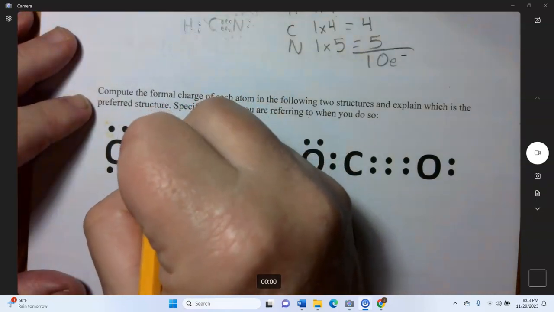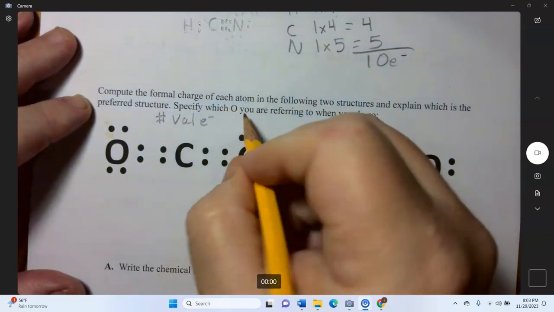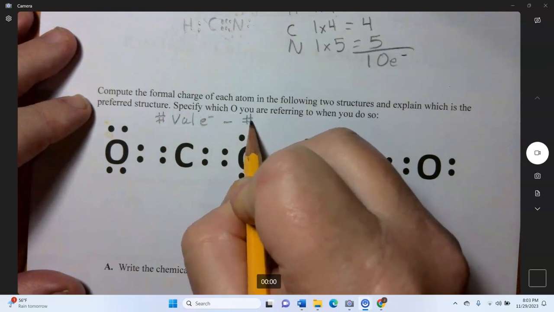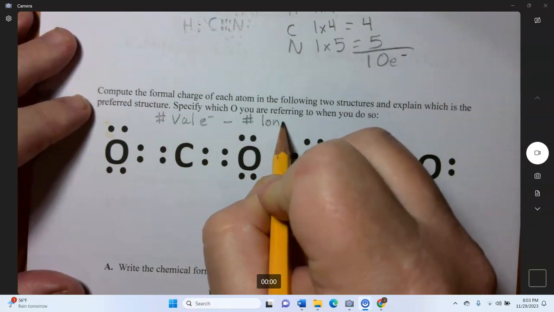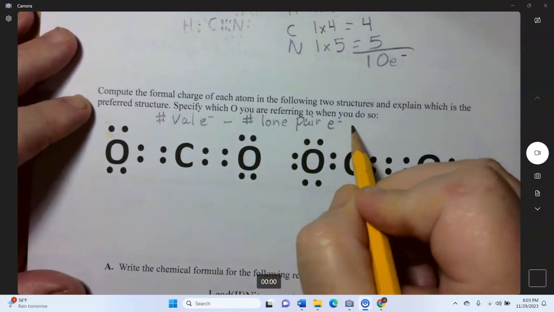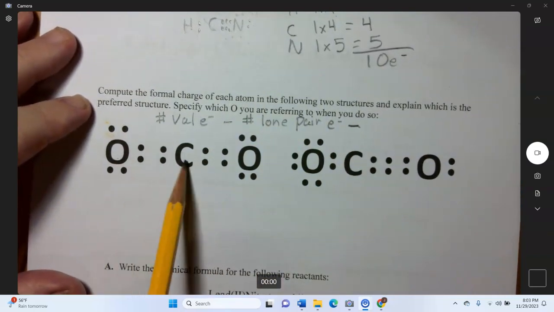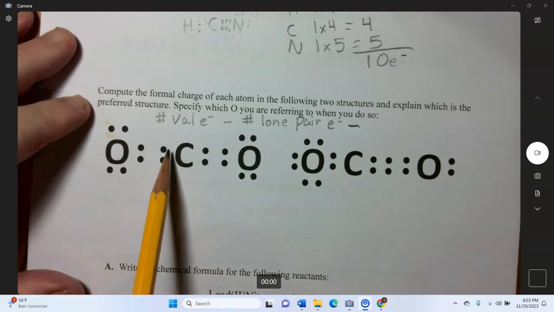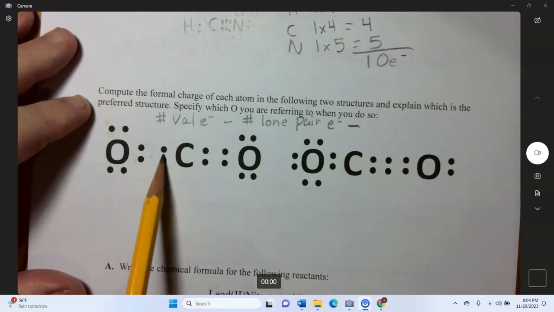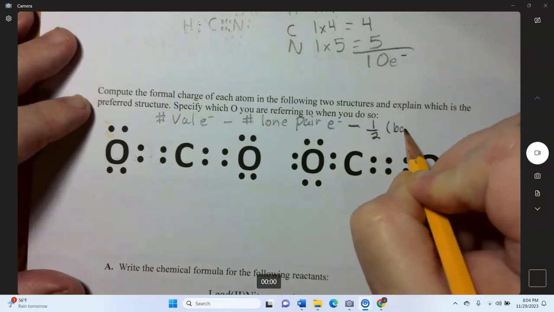So we're going to start with the number of valence electrons for each atom. And then we're going to subtract the number of lone pair electrons, not the number of lone pairs, the number of lone pair electrons. And then we're going to subtract half of the bonding electrons. So here there are 4 bonding electrons between oxygen and carbon. The way you do this, you just assume that carbon owns 2 of them and oxygen owns 2 of them. So oxygen owns half of the bonding electrons. So it's minus 1/2 bonding electrons.